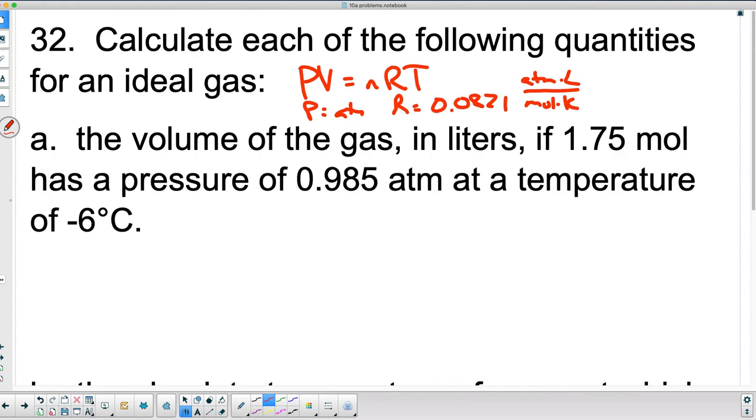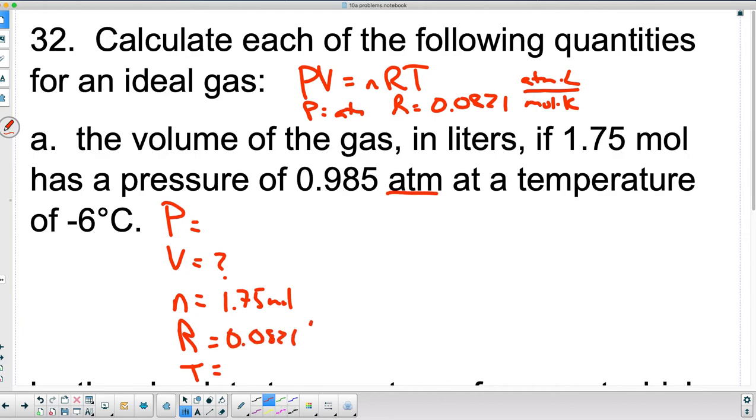So the volume of the gas in liters, if 1.75 moles has a pressure of 0.985 atmospheres at a temperature of -6 degrees Celsius. Okay, so I'm going to go through all of this stuff here. So pressure, volume, moles, R, temperature. First of all, we're looking for the volume of gas in liters. Okay, so it's always going to be in liters. We have our number of moles, 1.75 moles. My R value, if I have atmospheres, which I do, is 0.0821, and that is liters atmospheres over mole Kelvin.